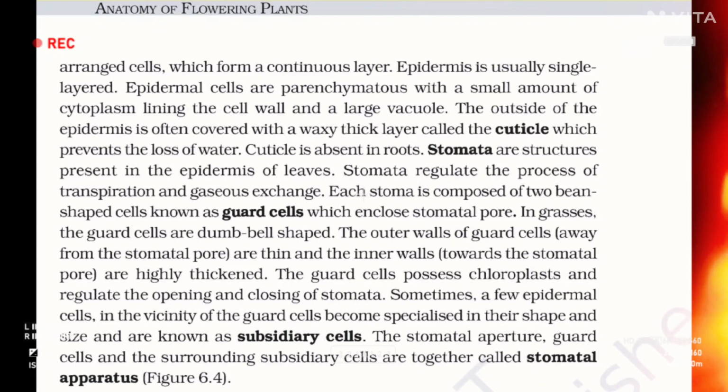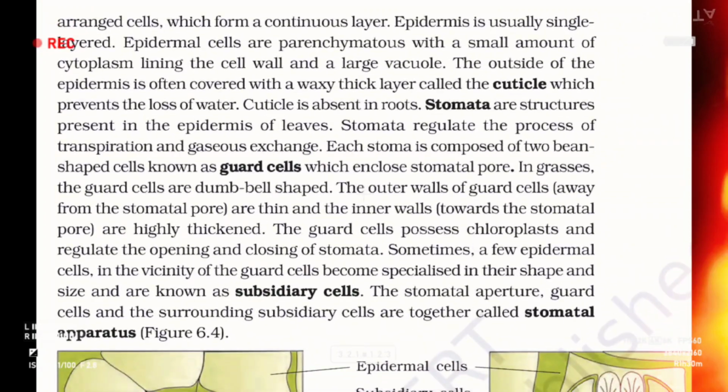Each stoma is composed of two bean-shaped cells known as guard cells, which enclose the stomatal pore. In grasses, the guard cells are dumbbell-shaped. The outer walls of guard cells away from the stomatal pore are thin and the inner walls toward the stomatal pore are highly thickened. The guard cells possess chloroplasts and regulate the opening and closing of stomata.